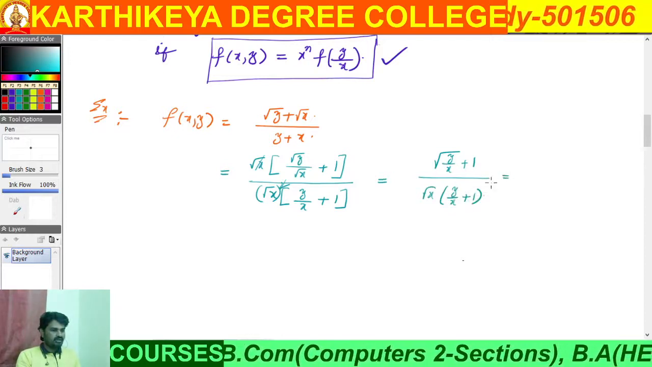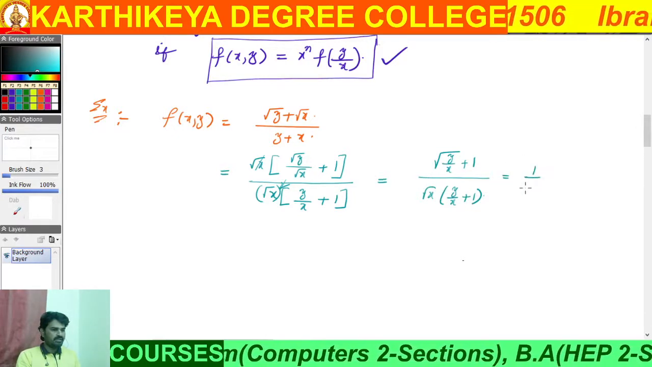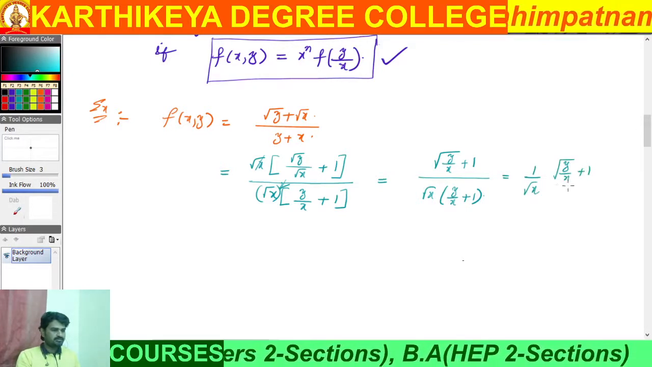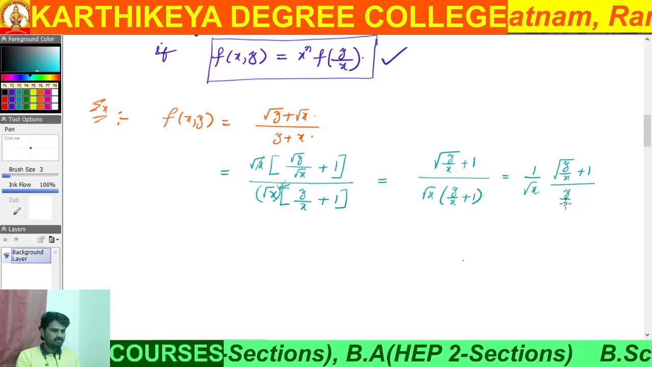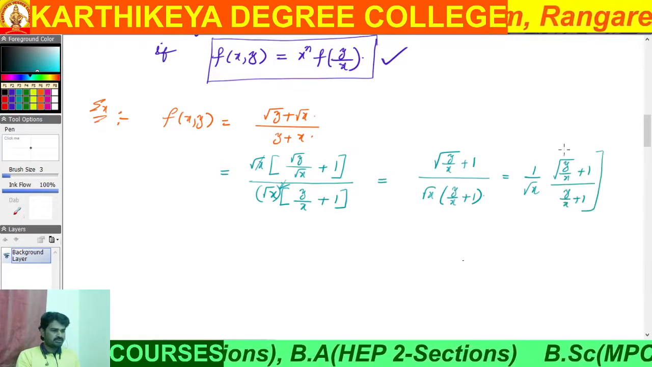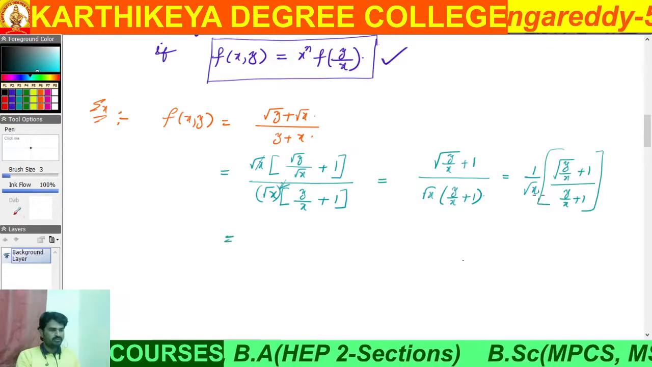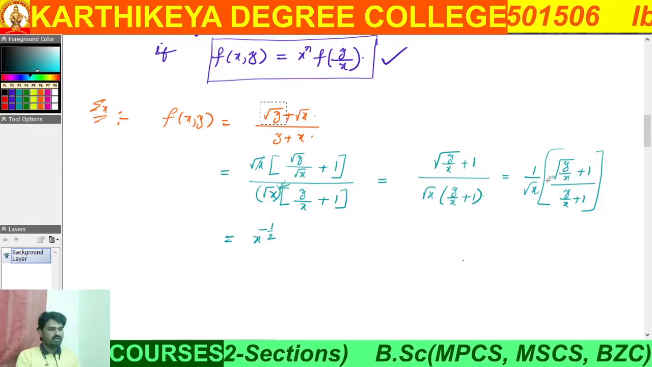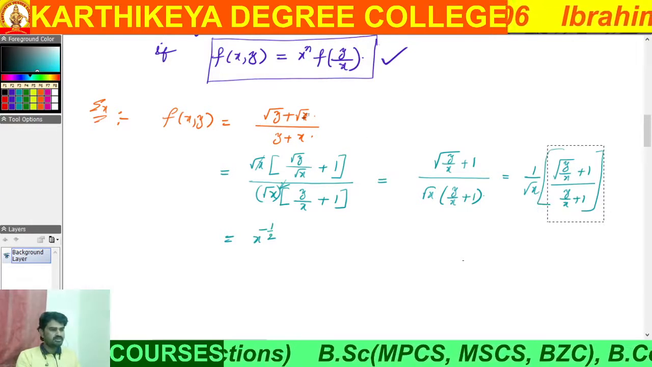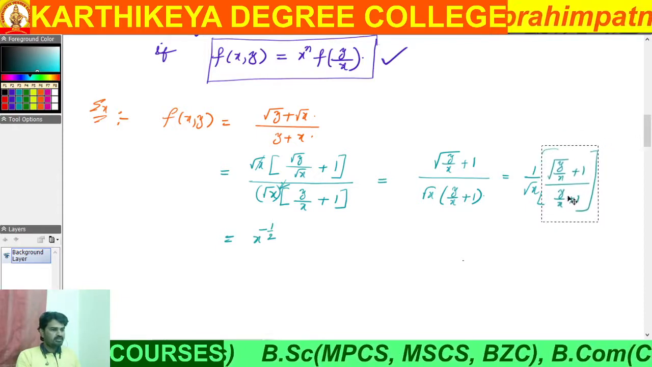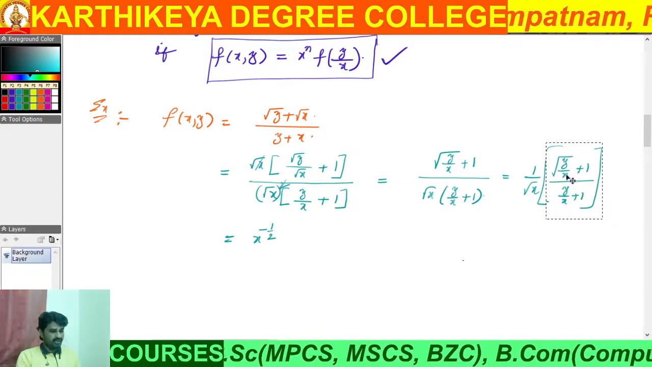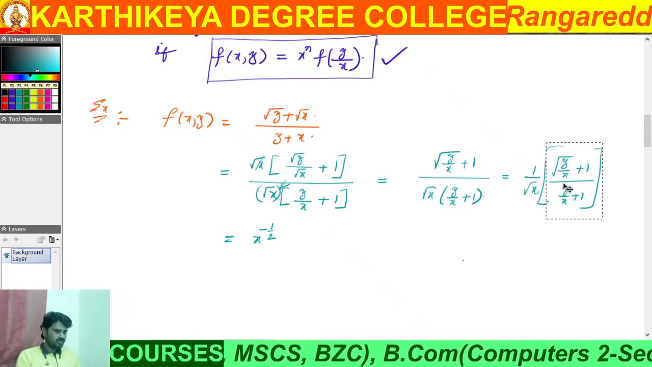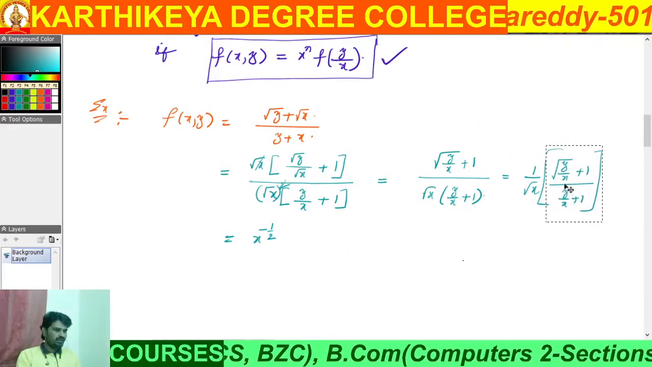So in this one we can separate the x: 1 by root x into root of y by x plus 1 by y by x plus 1. Here 1 by root x can be written as x to the power of minus 1 by 2. Now the remaining part, if you observe, there is no x variable separately and similarly no y variable separately. Here you see only the y by x variable.